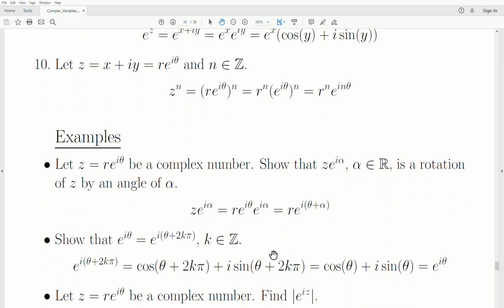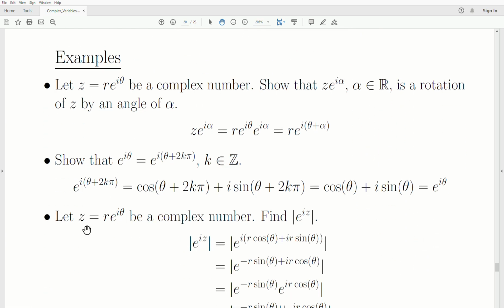So let's show that e to the i theta is equal to e to the i theta plus some integer multiple of 2 pi. Well, if we look at e to the i theta plus 2 pi, that's the cosine of this plus i sine of this angle. But whenever you take the original angle theta and then add a multiple of 2 pi, you're just literally going around the circle and coming back to the same spot. So it doesn't change this expression. So it's really the same as the cosine of theta plus i sine of theta. But that's e to the i theta, and that's what we wanted to show.